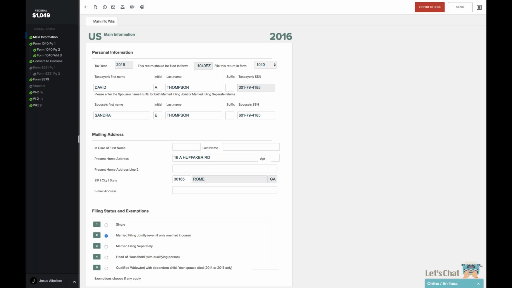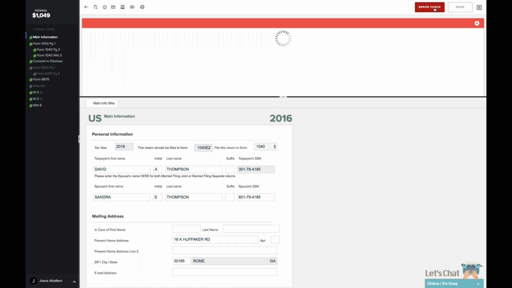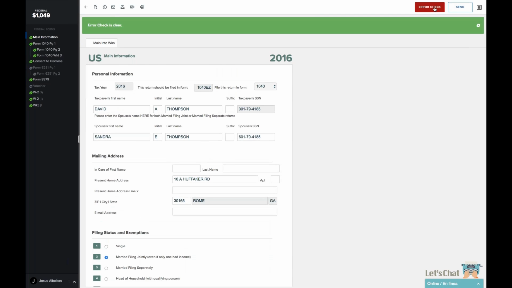All right. So you go back to error check. You've done those two things that I told you to do. You already put the forms in, and you already made every form here green, right? Every form that needs to be green is green. And then after that, you're going to go to error check and run your error check. And once you've done that, you're going to have this green bar on the very top saying error check is clear.